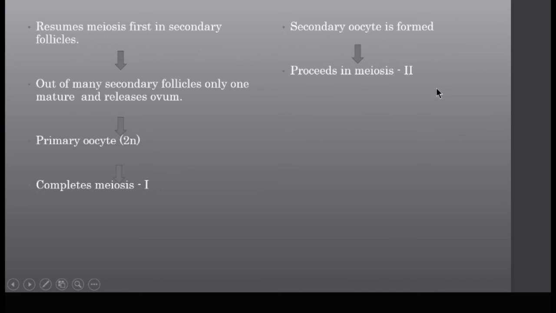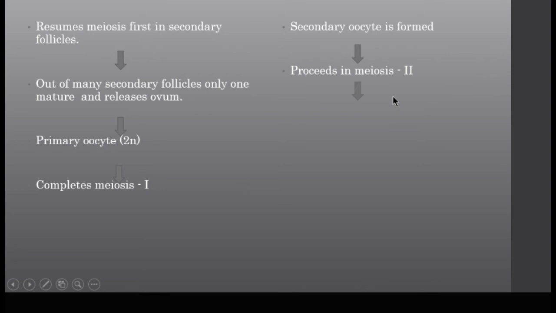We know what happens in meiosis second. There are 4 substages in meiosis second. First, prophase second, second, metaphase second, third, anaphase second, and fourth, telophase second. So if the telophase second is over, then we can say that meiosis second is over. But when the secondary oocyte enters into meiosis second, it goes into the prophase second, then it goes into the metaphase second of meiosis second.